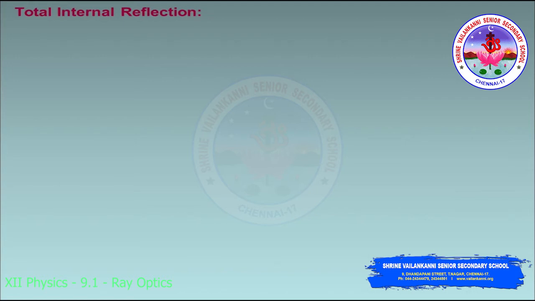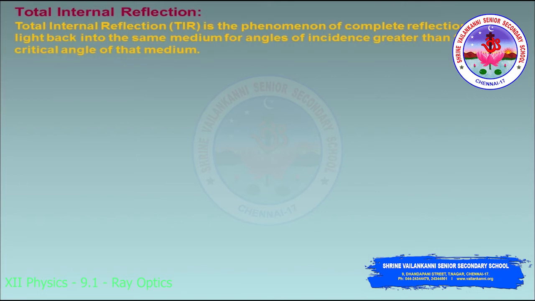Now we can see total internal reflection, one of the very important phenomena we must know about in optics. What is total internal reflection, or TIR? Total internal reflection is the phenomenon of complete reflection of light back into the same medium for angles of incidence greater than the critical angle of that medium. How can we see this, right?